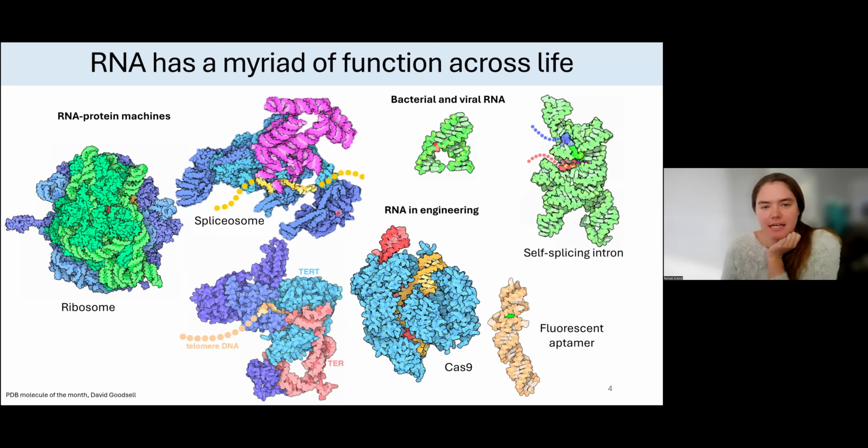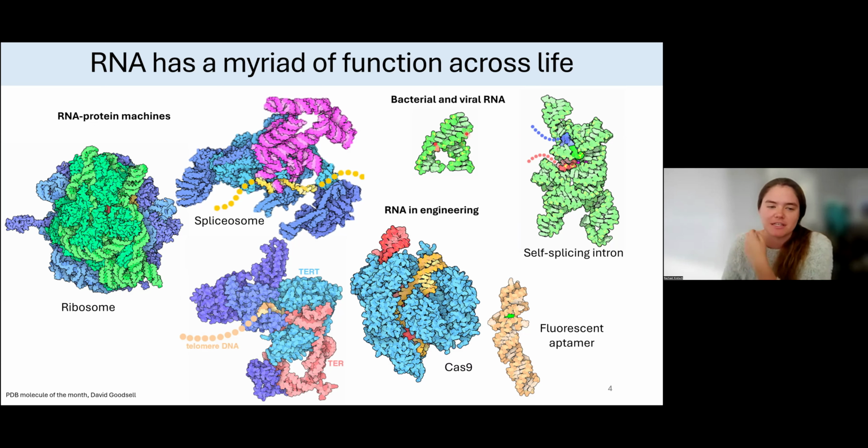So why do we find RNA so exciting and worthy of study? I think the big reason there is that it's involved in so many processes in life. And every year we discover more and more. Some non-coding RNA does a new function, for example.